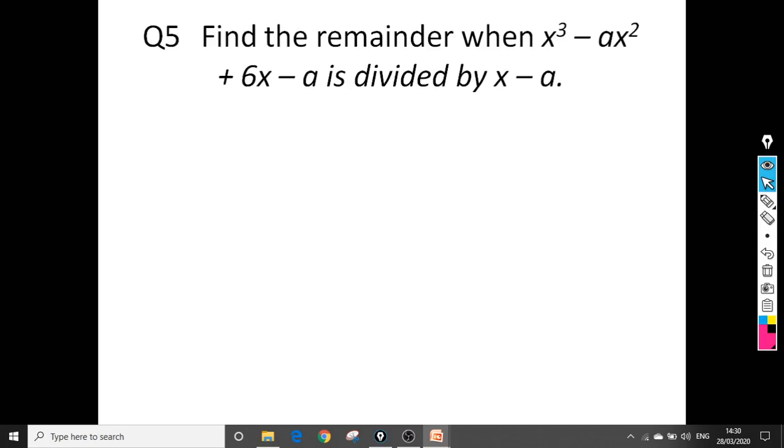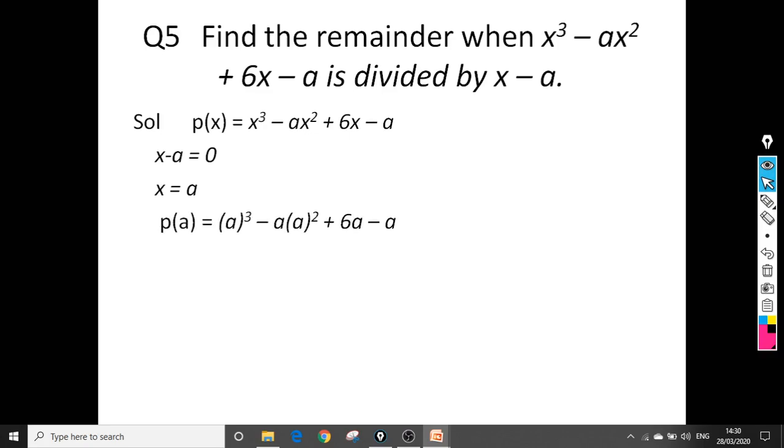Here we have another problem on the remainder theorem. Find the remainder when this polynomial x cube minus ax square plus 6x minus a is divided by x minus a. Considering polynomial p of x, substituting x minus a as 0, we are finding x as a. P of a is the remainder. Substitute the value of x as a.